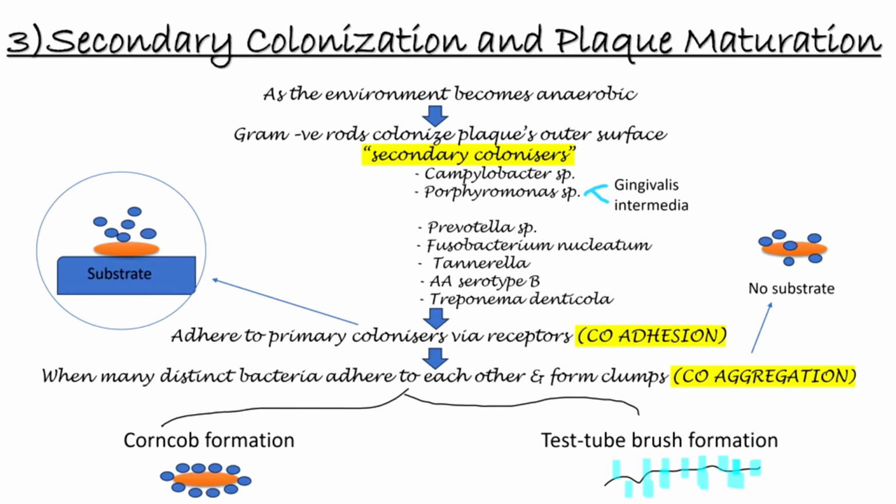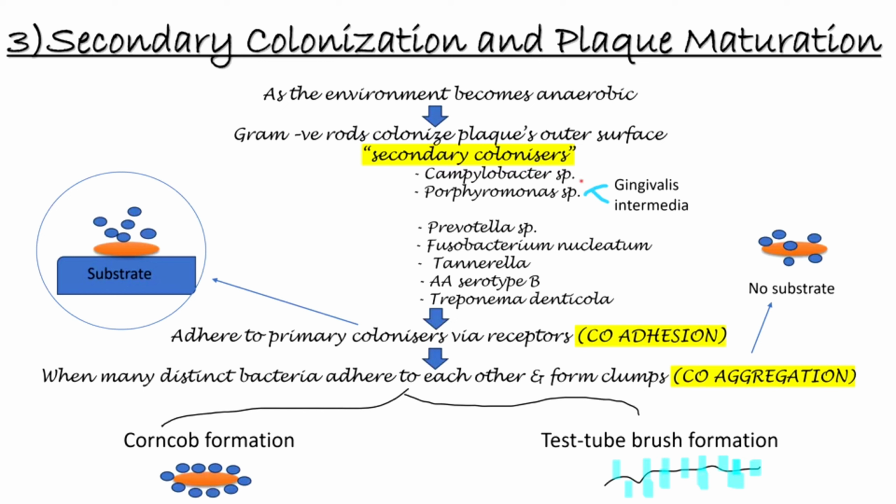The last step in plaque formation is secondary colonization and plaque maturation. As the environment becomes anaerobic, gram-negative rods colonize the plaque's outer surface. These are called secondary colonizers because they come after the primary colonizers. The primary colonizers deplete the oxygen and the environment becomes anaerobic. Now the secondary colonizers are the heroes in this. What are these secondary colonizers?